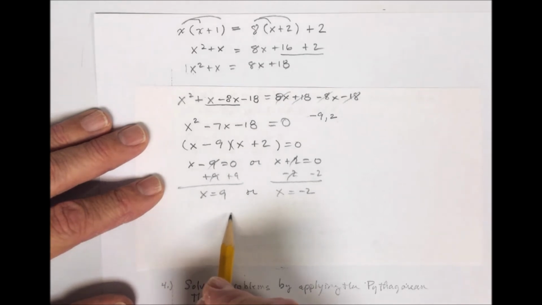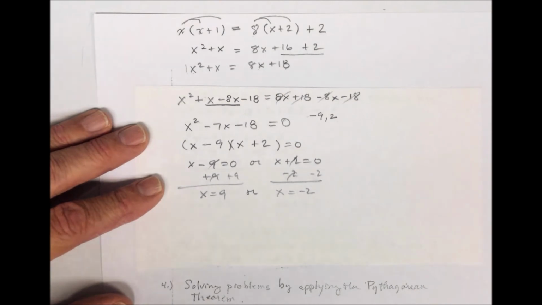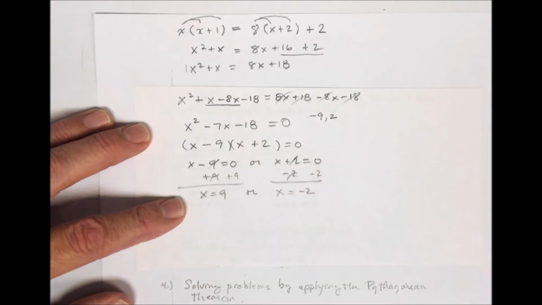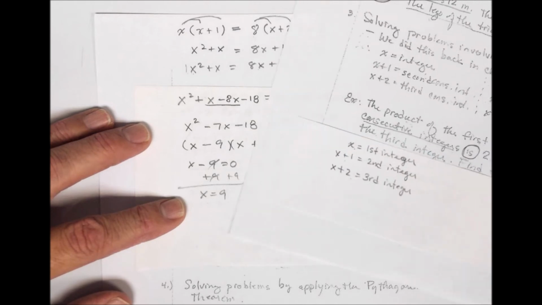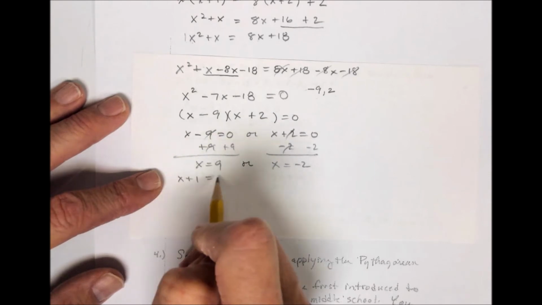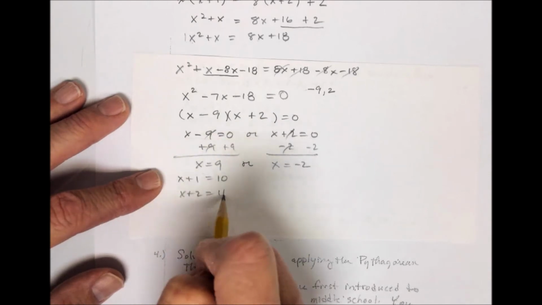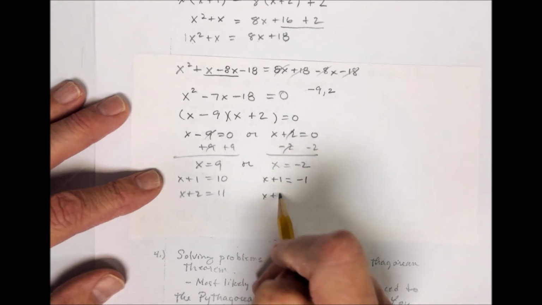So first things first, let me go back and make sure that I didn't miss a word like positive. No, it just says the product of the first and second of three consecutive integers. So it does not say positive. So let's go back to here. Remember, you have x, x plus 1, and x plus 2 for my first, second, and third integers. So here, x plus 1 would be 10, x plus 2 would be 11. Over here, x plus 1 would be negative 1, x plus 2 would be 0.